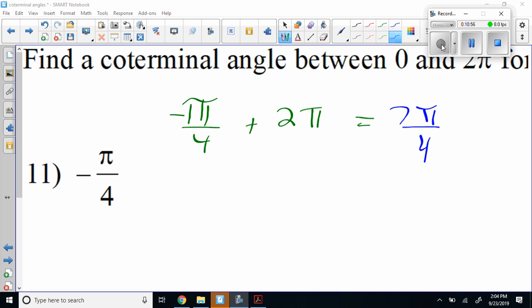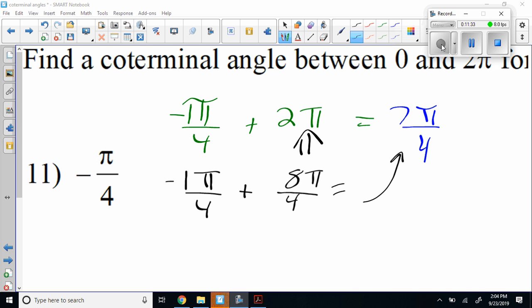So let me teach you how to do this by hand. I want you to learn how to do this by hand with fractions. Ready? So I got negative 1 pi over 4 plus 2 pi. Take the denominator, watch me, this is great. Take the denominator, multiply it by 2. What'd I get? 8. Okay, so 8 pi over 4 is the same as 2 pi, right? Because 8 divided by 4 is what? Good. What's negative 1 plus 8? 7 pi over 4. Done. How about them apples?